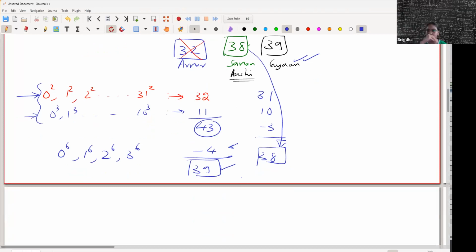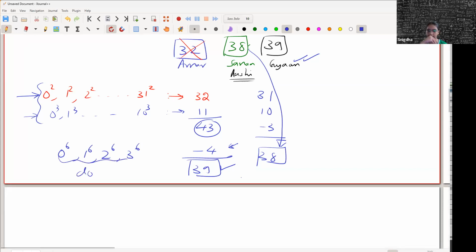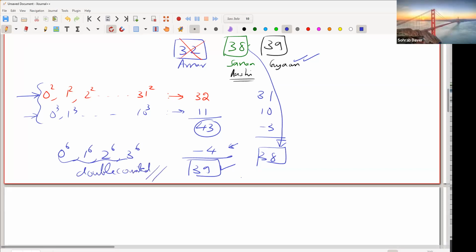So some numbers are both perfect cubes and perfect squares, and these numbers are sixth powers. Sorry, sixth powers. Powers of 6 would mean 6 square, 6 cube. So the largest sixth power below 1000 is 3 to the power 6. So we have to count 0 to the power 6, 1 to the power 6, 2 to the power 6, and 3 to the power 6. And thus 4 are both perfect squares and perfect cubes. So we have to subtract 4 from our number. Exactly, because they are double counted.